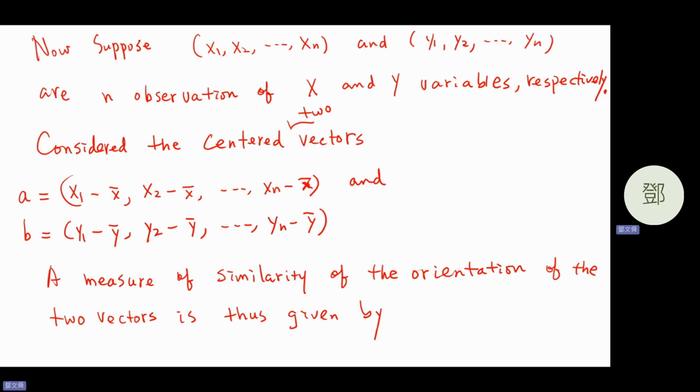But now this is not a vector we wanted to study. The vectors we want to study are the deviation vectors. A is X1 minus X bar, X2 minus X bar, to Xn minus X bar, okay? And B is Y1 minus Y bar, Y2 minus Y bar, to Yn minus Y bar. So a measure of the similarity of the orientation of the two vectors A and B is given by this: suppose that the angle between A and B is theta.